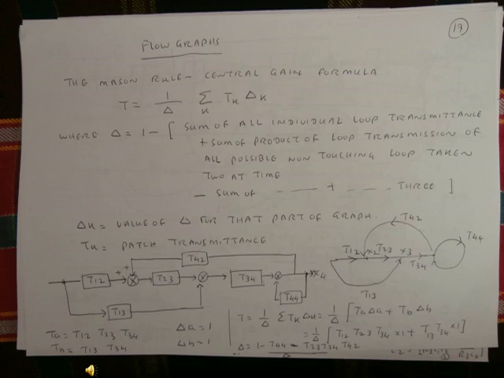On the right hand side you can also see the diagram. T is equal to 1 by delta, summation T_k delta_k, so that is equal to 1 by delta multiplied by T_A delta_A plus T_B delta_B. So that is equal to 1 by delta multiplied by T12, T23, T34 multiplied by 1, plus T13, T34 multiplied by 1. Delta is equal to 1 minus T44 minus T23, T34, and T42. So those are the graph diagram equivalent transfer functions you can see on the graph diagram.